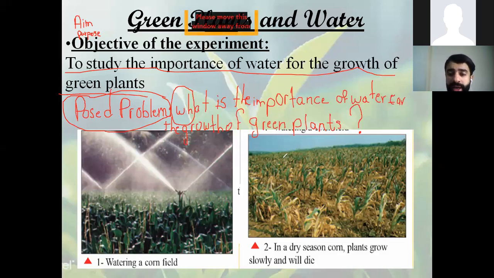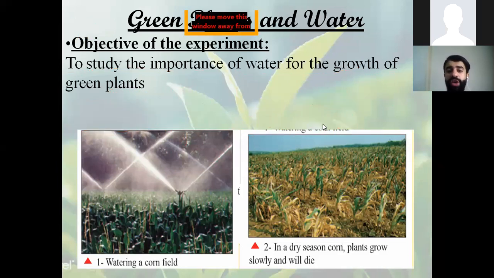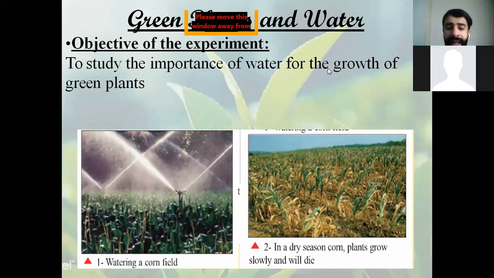So here, in this experiment, we have two plants. You have plant 1 and plant 2. Plant 1 contains water. We are watering a cornfield, while plant 2 is in a dry season. The plants grow slowly and they will die. So this plant lacks water.